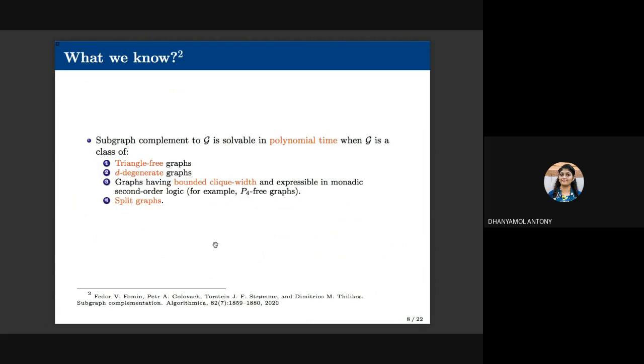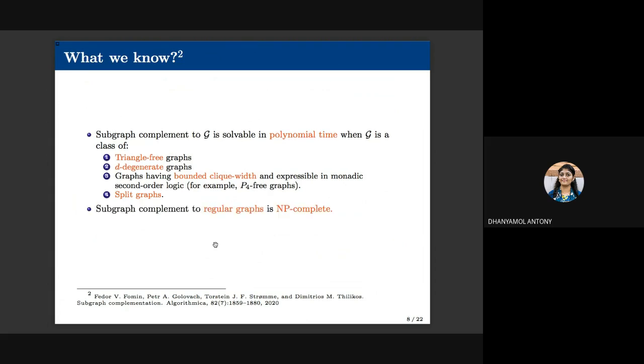Recently, Fomin et al. started the systematic algorithmic study of this problem and proved that subgraph complement to script G is solvable in polynomial time when script G is a class of triangle-free graphs, d-degenerate graphs, graphs having bounded clique width and expressible in monadic second-order logic, or split graphs. They also proved that subgraph complement to regular graphs is NP complete.